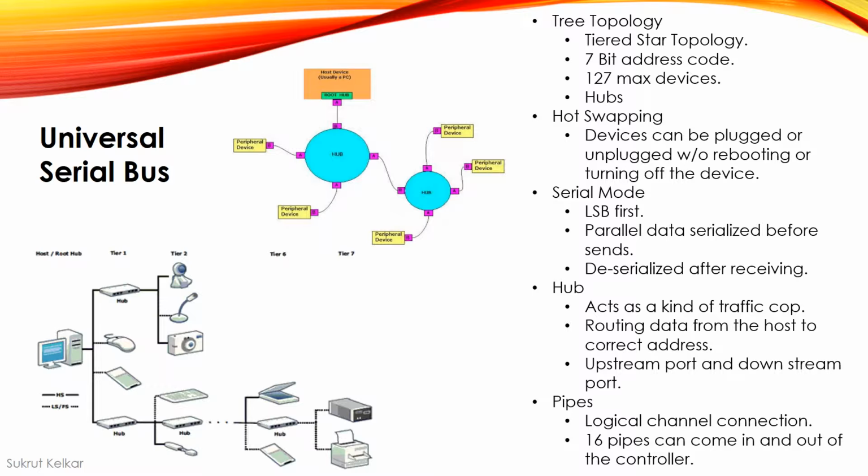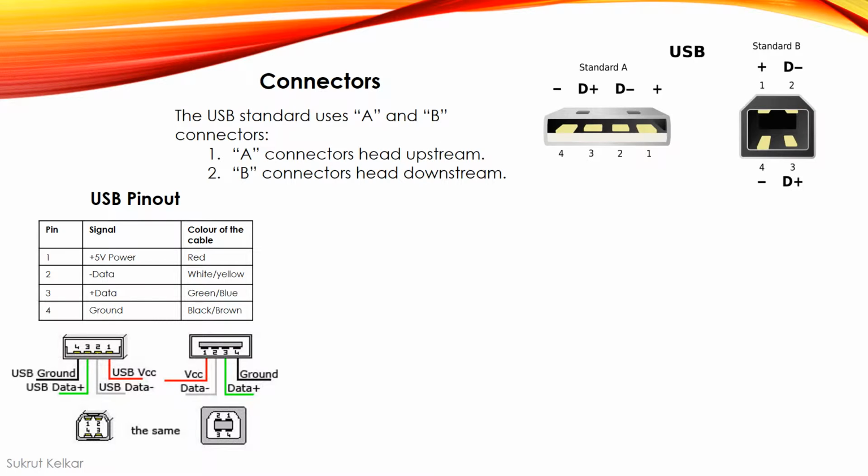Pipes. The logical channel connection from host to peripheral end is called pipes. All pipes are unidirectional. Connectors. The USB standard uses A and B connectors mainly to avoid confusion. The two types of connectors are shown in the picture.